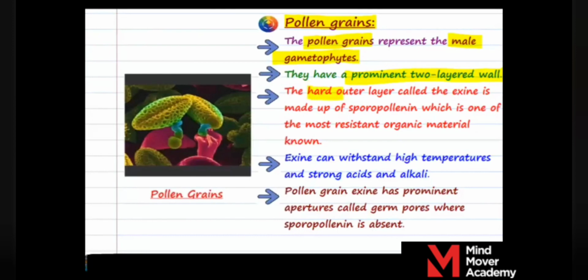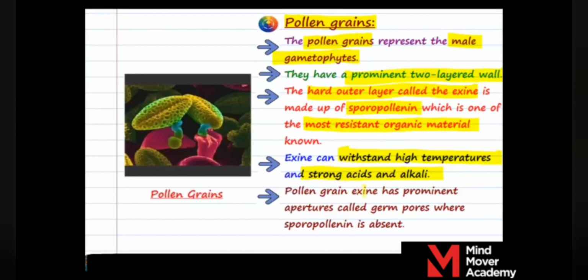The hard outer layer called the exine is made up of sporopollenin, which is one of the most resistant organic material known. So the outer layer of the pollen grains is very hard and is known as exine, made up of sporopollenin. Sporopollenin is the most resistant organic material. So exine can withstand high temperatures and strong acids and alkali. This is why exine can withstand high temperatures as well as very strong acids and alkali.